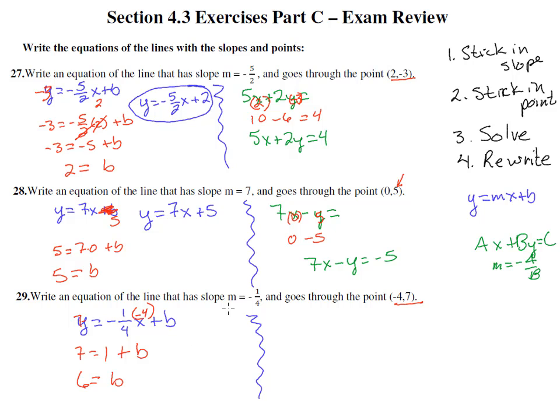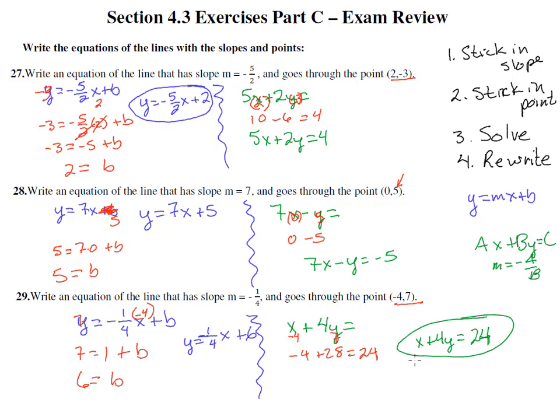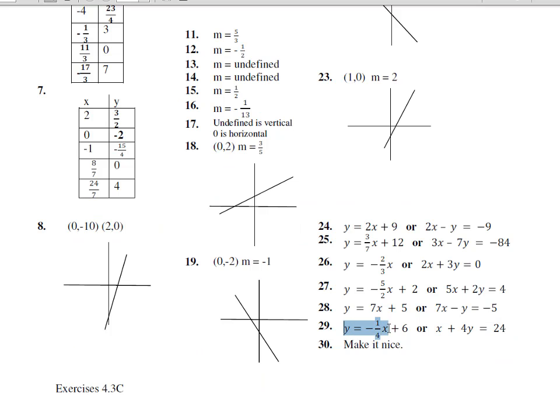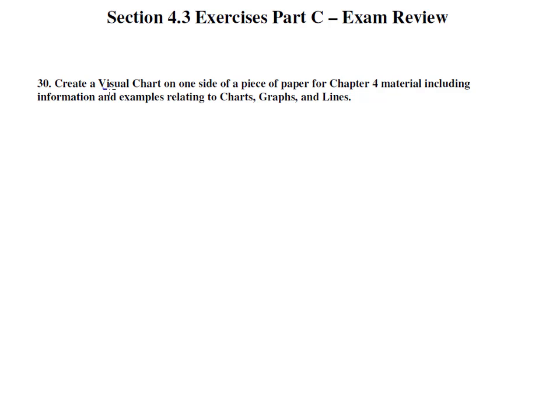So that must mean our equation has slope negative 1/4. We already knew that. Negative 1/4 x plus 6. Good. And to do the other one, we have 1x, opposite sign, plus 4y equals, and then we stick in the point negative 4 and 7. That's negative 4 plus 28 equals 24. So we know what the x and y combination have to equal, so we can rewrite it as x plus 4y equals 24. Good, let's double check those answers. Y equals negative 1/4 x plus 6, or x plus 4y equals 24. Great.